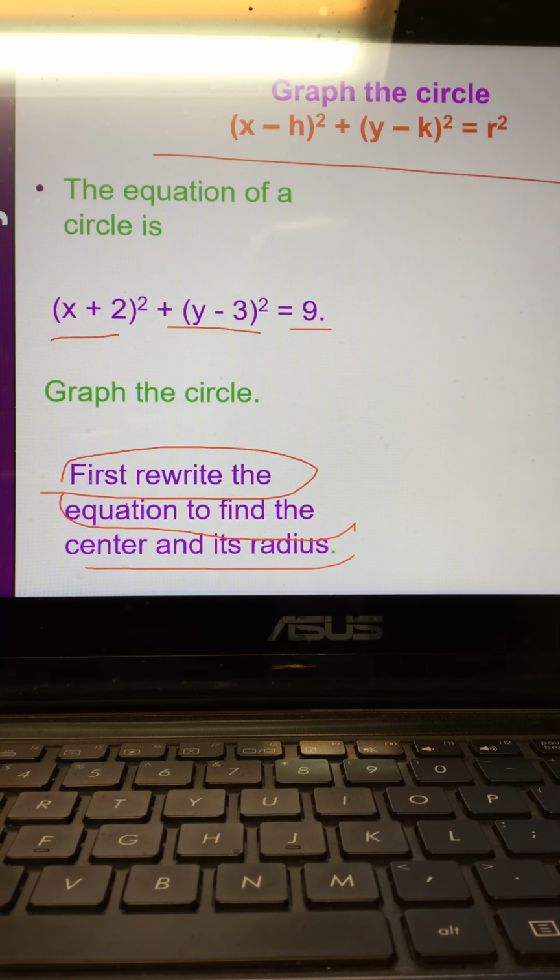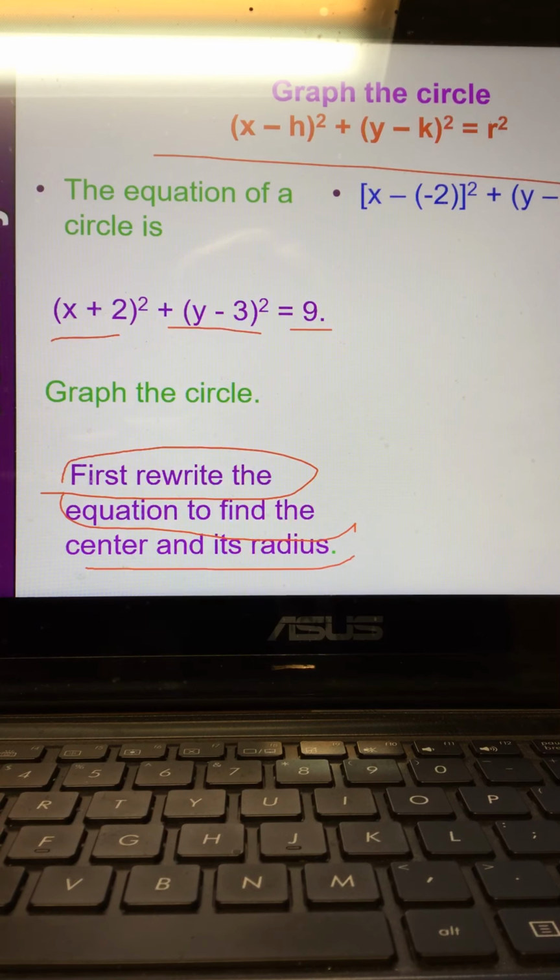So I'm thinking about it this way. It really is x minus negative 2 since I had a plus sign there. So that really is x minus negative 2. This is y minus 3. And 9 is really 3 squared. This number is my radius. This number is my k. This number is my h. I kind of did that backwards, sorry.